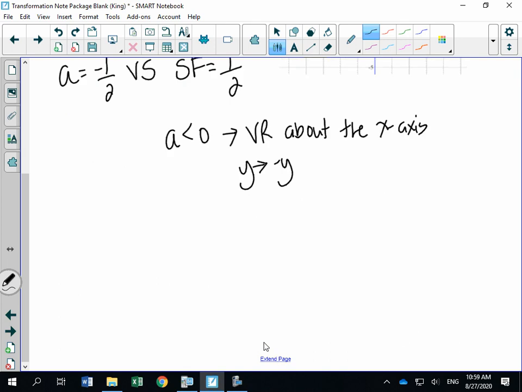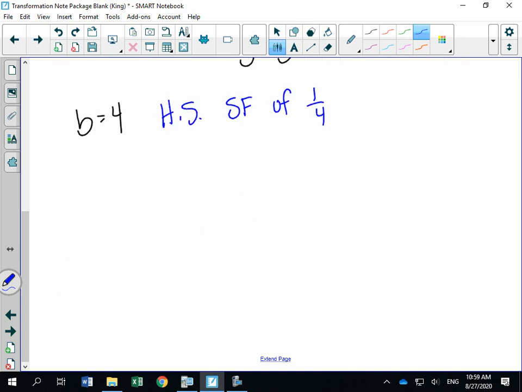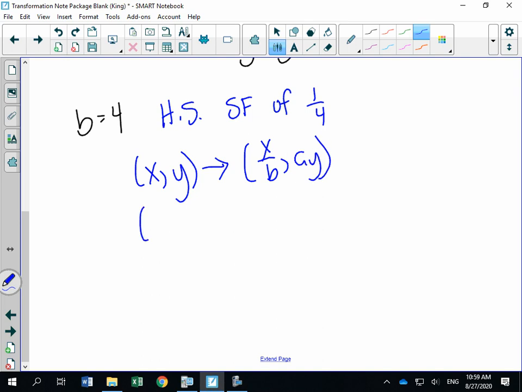Okay? Now, my b value is 4. So let's write that down. B value is equal to 4. What does that tell us? B value is a horizontal stretch by a stretch factor of the reciprocal, which is 1/4. So if I was doing my mapping, and we're going to pick points on our graph, xy gets mapped to x over b, a times y. Xy gets mapped to x over b.